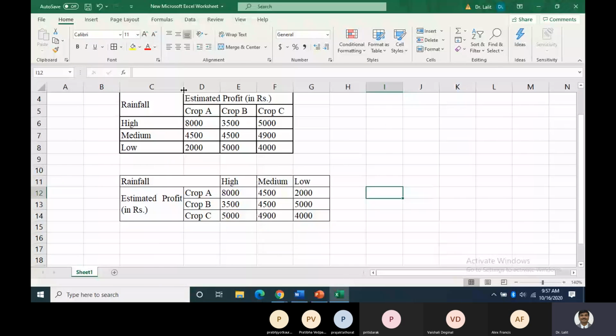Okay. Now here we have three courses of action: crop A, crop B, crop C, and these are the states of nature, right?